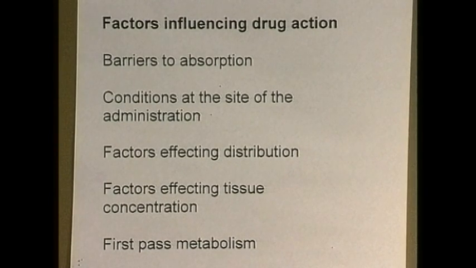First pass metabolism, for example: nitrates are nearly all metabolized if you take them orally. And with beta blockers, about 90% of the given dose can be metabolized the first time that blood passes through the liver. That's why the parenteral dose of beta blockers is often much lower than the oral dose.